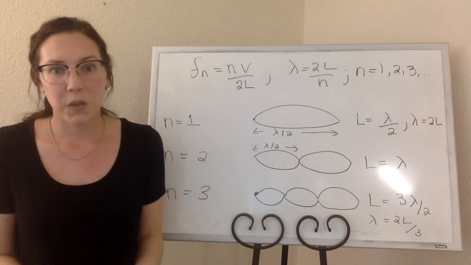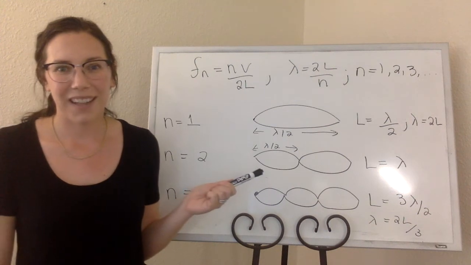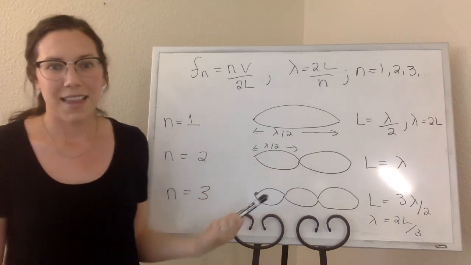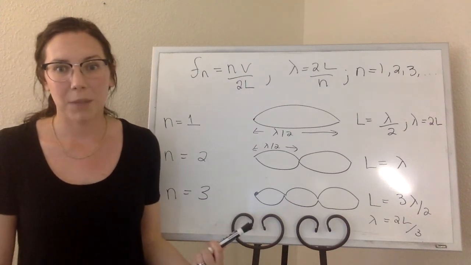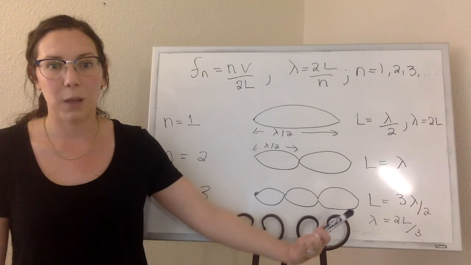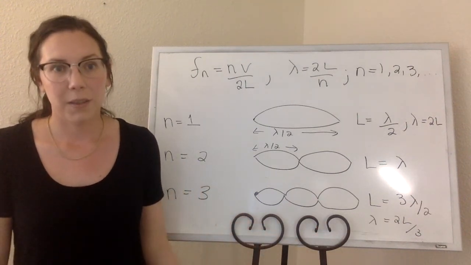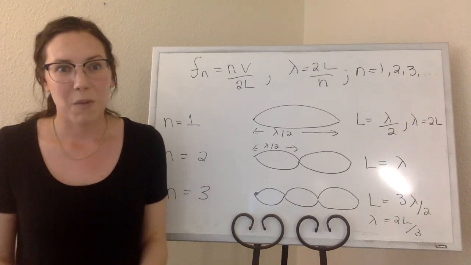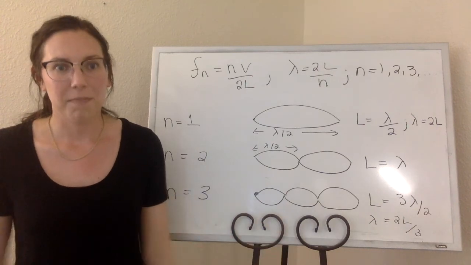Then for n equals 2, we would have two antinodes. So in that case, we would have L equals 2 lambda over 2, which is lambda. And then n equals 3, we have three antinodes, so L is 3 lambda over 2, or lambda is 2L over 3. And we could go on. So as we increase, every time we add one antinode. So if we wanted n equals 50, we would have 50 antinodes.